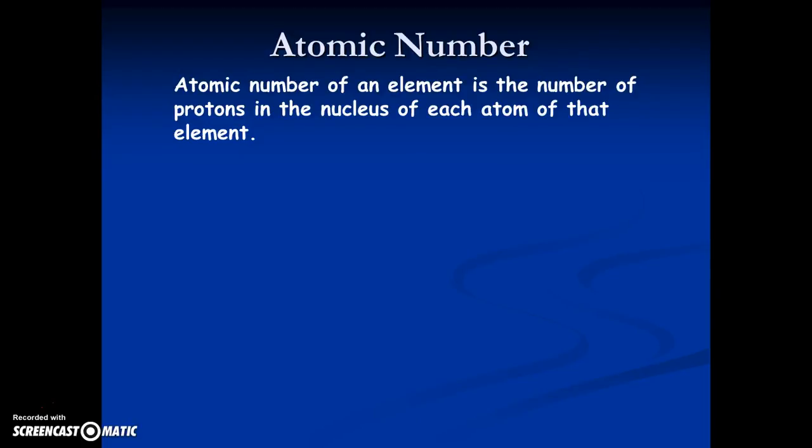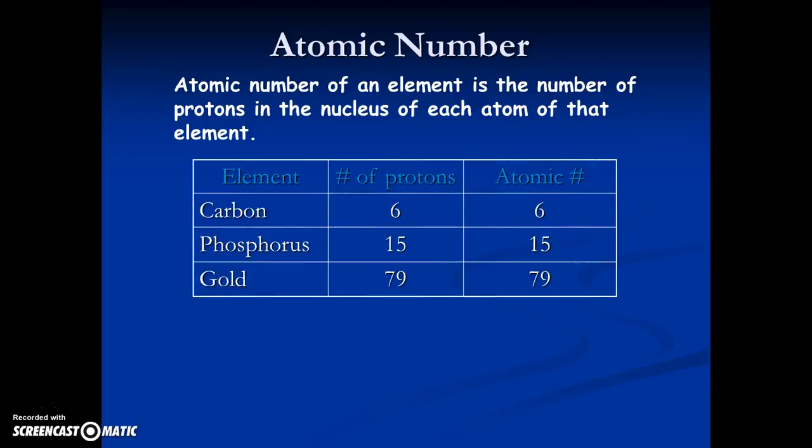So the atomic number of an element is the number of protons in the nucleus of an atom. And that is exactly the same as what you'll see on the periodic table. As you move down the periodic table, those numbers get bigger. That means the atom gets more massive as well. And here's a table comparing some random elements with their numbers of protons and the corresponding atomic number.